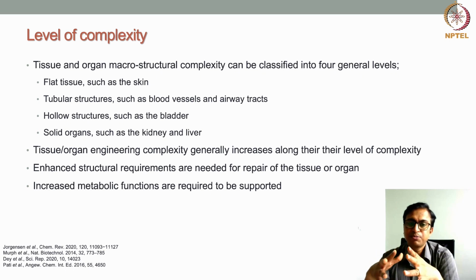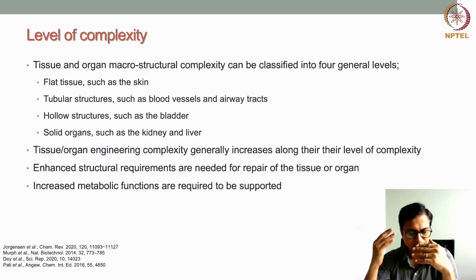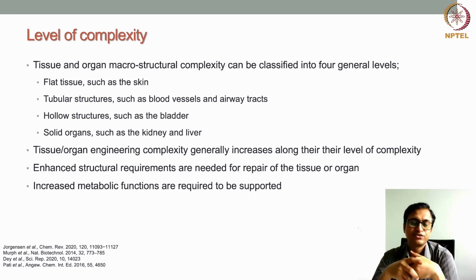So suppose the metabolic requirement of a liver and the metabolic requirement of skin are very, very different. The liver's function is very complex, and its metabolic requirement is very high, right? That is what we need to understand, and we also need to consider it during bioprinting, when you are trying to bioprint a particular tissue structure with this kind of different complexity.